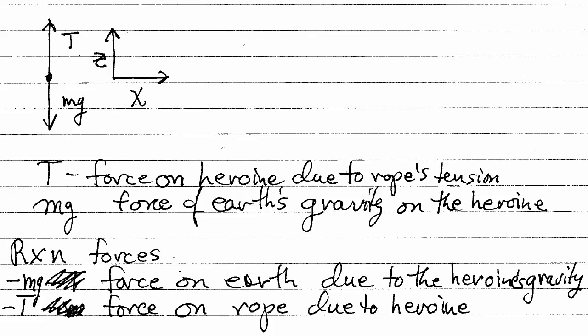Notice, and that is important, that the T and mg on the heroine are not an action-reaction pair. Yes, there is a T force on the heroine, there is an mg force on the heroine, but those two forces are not an action-reaction pair. The two forces in an action-reaction pair must be on two different objects.